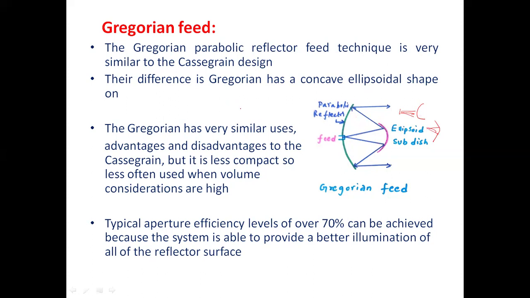So what happens because of this type of difference is aperture efficiency levels can be achieved up to 70%. And here the Gregorian has almost similar uses just like Cassegrain, but it is not widely used because of the little bit of difficulty in obtaining the ellipsoidal type of shape. Compared to this, the Cassegrain feed system is more popularly used.